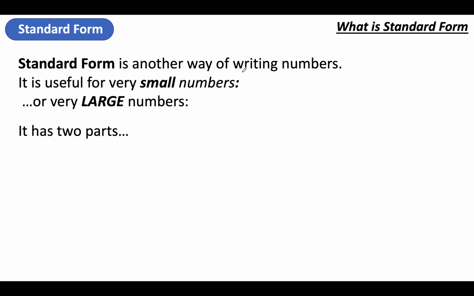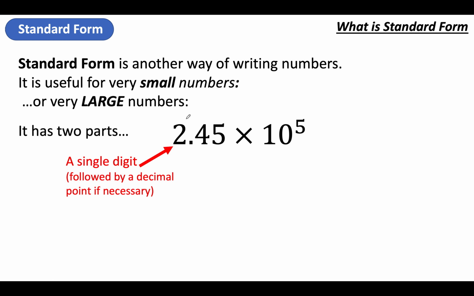And it looks like this. It has two parts. The first part is a single digit, possibly followed by a decimal point with some other stuff. But you never have 0 point something or other, and you never have two digits in front of the decimal point. So just a single digit, possibly followed by a decimal point. And then you have times 10 to a power. And that power, I'll tell you what, we'll explain it like this.